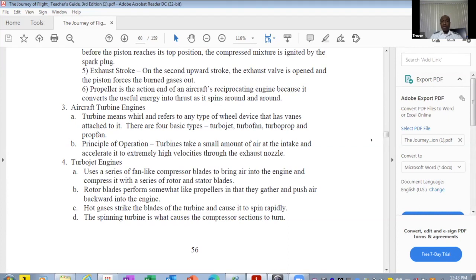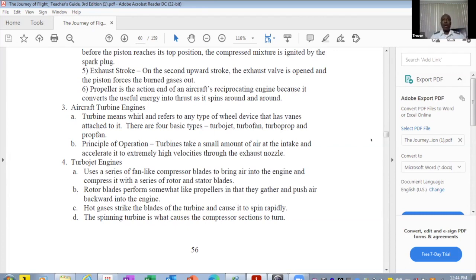The principle of operation, the turbine takes, and let me just highlight this as we go along. So for the reciprocating engine, it takes a large amount of air, because if you look at the propeller, it's a huge airfoil. The propeller itself is an airfoil, like the wing. So as it spins through the air, it's pulling air in a corkscrew motion. So it takes a large amount of air to produce a small amount of thrust as the aircraft moves through the air. For the turbine engine, it takes a small amount of air to produce a large amount of thrust.